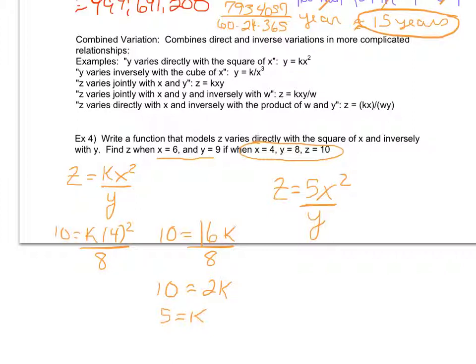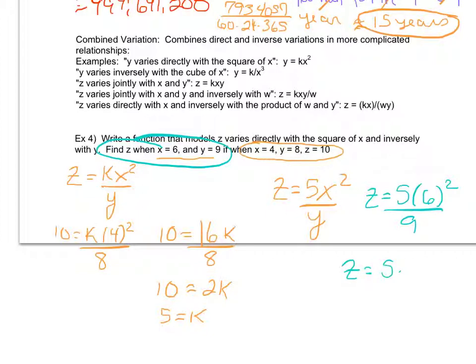Lastly, now I want to go ahead and answer this question that I have not done yet. Find z when x is 6 and y is 9. So z equals 5 times 6 squared over 9. So z equals 5 times 36 over 9. Well, 36 and 9 can both be divided by 9, so I can say that z equals 5 times 4, which is 20. I was able to find that from my model.